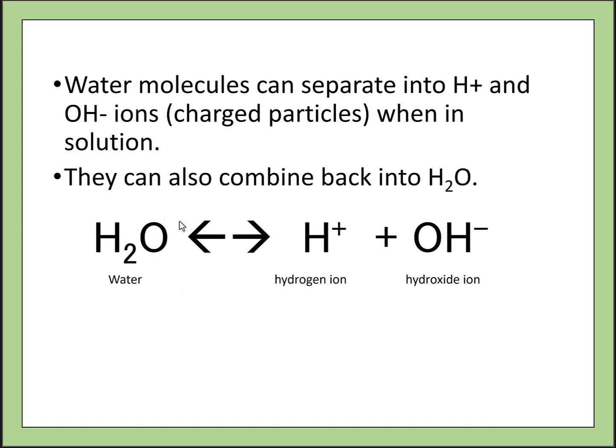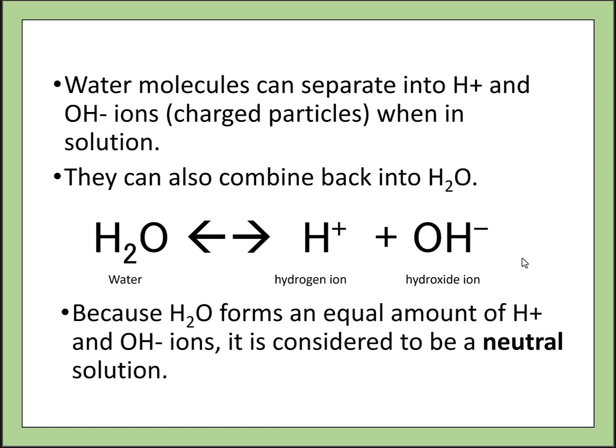So when we write this, we say a water molecule can convert into a hydrogen ion and an OH ion, which is called a hydroxide ion. But these can also recombine and reform water. So that we have arrows going both directions here. Because water forms an equal amount of H plus and OH ions, it's considered to be a neutral solution. So scientists have just made this the bar that water is considered neutral because it forms an equal amount of hydrogen and hydroxide ions, and all of the other solutions are based off of that standard.